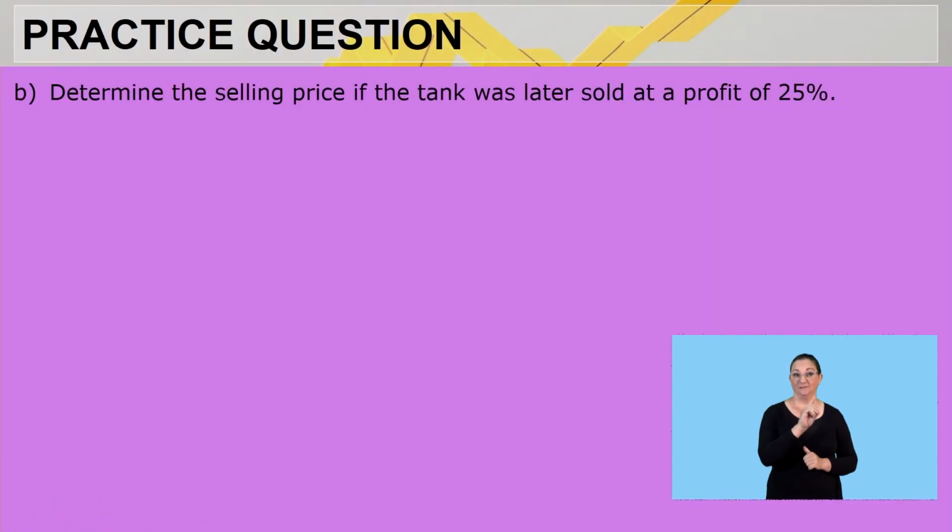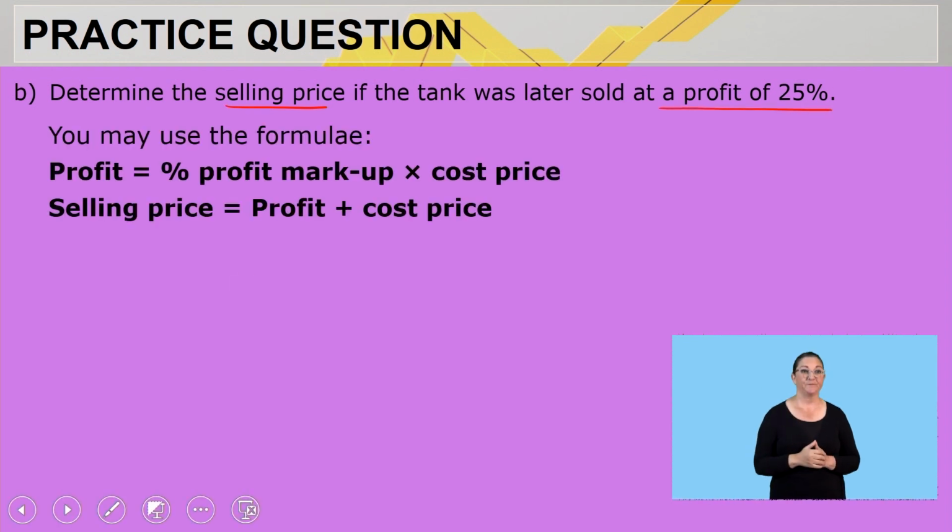Question B says: determine the selling price if the tank was later sold at a profit of 25%. What else is given? It says you may use the following formula: profit equals your percentage profit markup multiplied by your cost price, and selling price equals your profit plus your cost price. Now I quickly want to take you back. Remember, what do I need? I need the cost price.